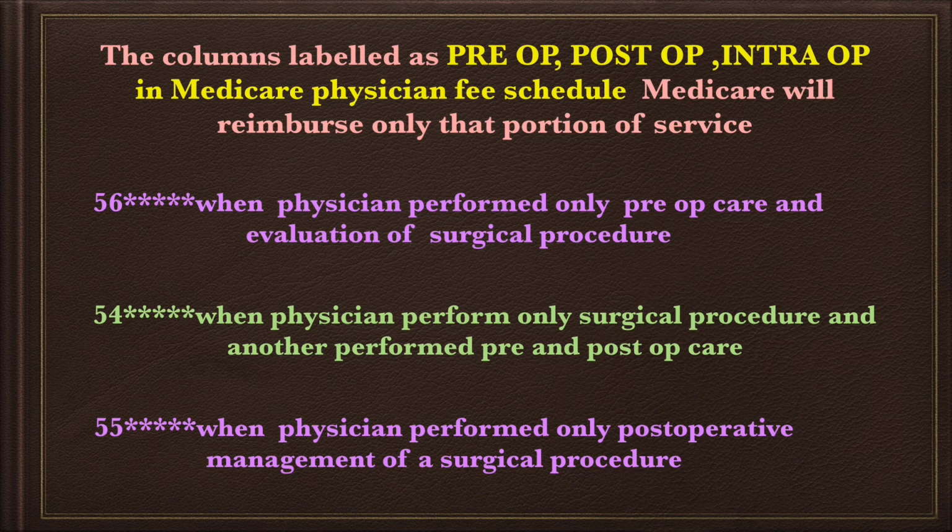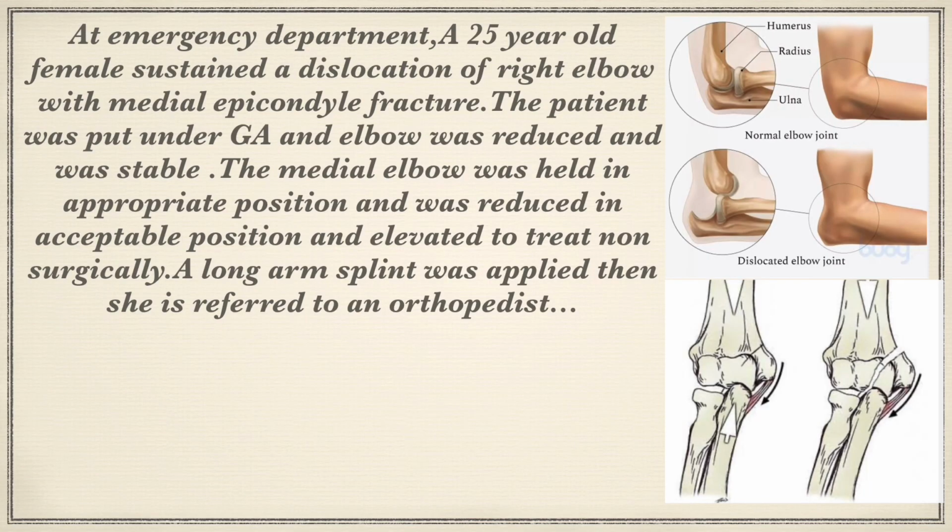We put these modifiers along with the CPT code for the particular surgical procedure. Look at the clinical scenario. At the emergency department, a 25-year-old female sustained a dislocation of the right elbow with a medial epicondyle fracture. The patient was put under general anesthesia and the elbow was reduced and was stable. The medial epicondyle was held in appropriate position, reduced to an acceptable position, and elected to be treated non-surgically. A long arm splint was applied, then she was referred to an orthopedist.